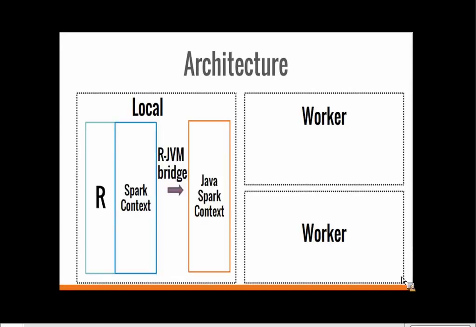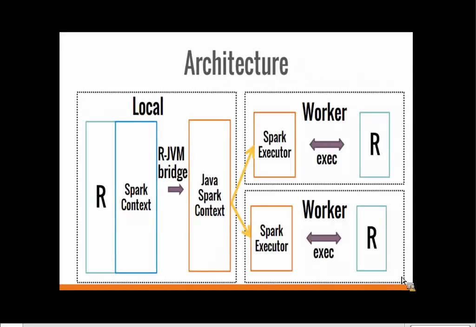You fire an R program, and then Spark picks it up and converts it using the R JVM, and then it converts to the Java Spark context, and then it distributes to all other nodes that are available. And you don't need to worry about it. Spark does it for you, but this is the architecture.